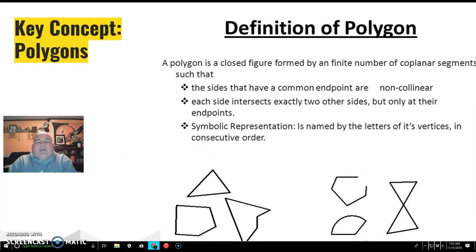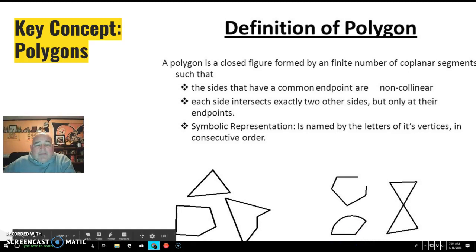Well, our first concept in Lesson 1-6 is the definition of a polygon. A polygon, as you can see, is a closed figure formed by a finite number of coplanar segments, such that the sides all have a common endpoint that are non-collinear. Each side intersects exactly two other sides, but only at their endpoints. When we name a polygon, we name it by the letters of its vertices in consecutive order.